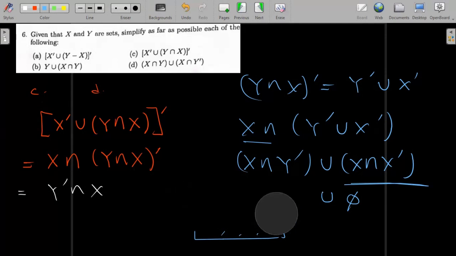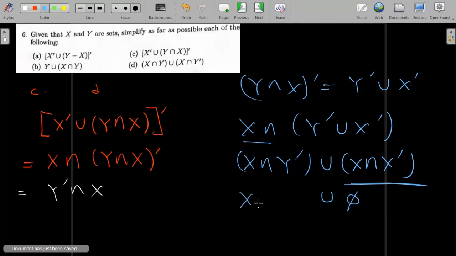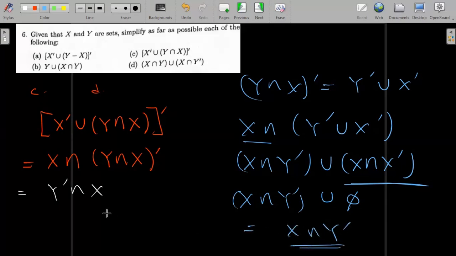And of course, what I have on my left side, I'll just end up with the same X intersect Y complement like this. When I unite this, it just gives me X intersect Y complement. And we see that this is the same answer as by the logic that I used.